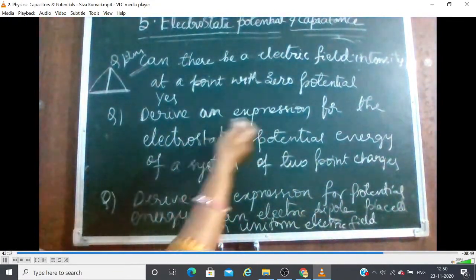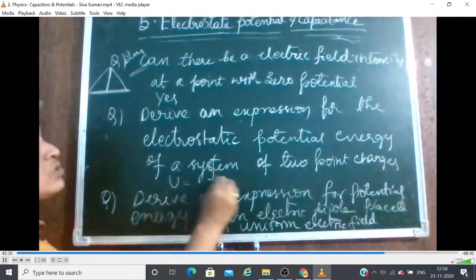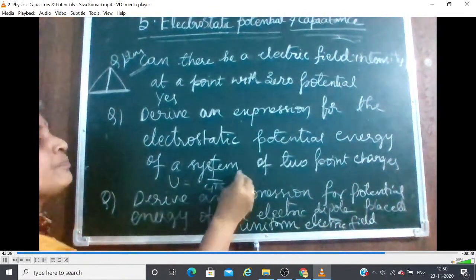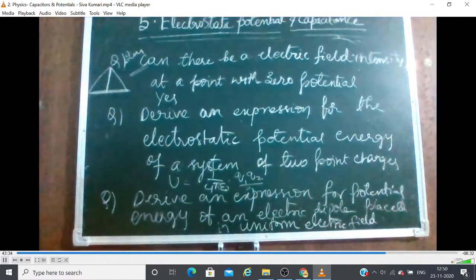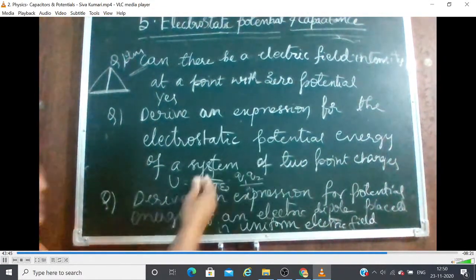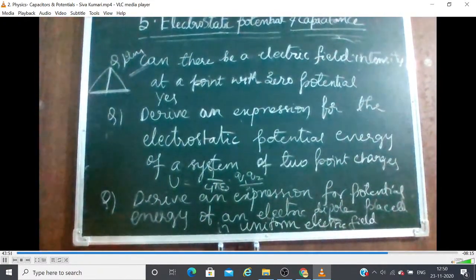And next question, derive an expression for the electrostatic potential energy of a system of 2-point charges, where we will get the equation U is equal to 1 by 4 pi epsilon naught into Q1 Q2 by R. Don't get confused, students: for the potential you will have one derivation, for the potential energy you will have one derivation, and for the potential energy in case of an electric dipole also you will have a derivation. Mathematically you have to practice much for those derivations.